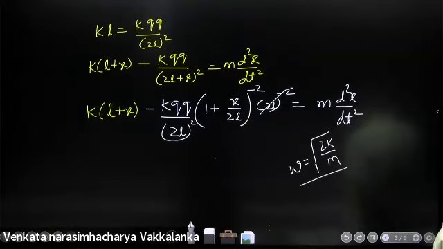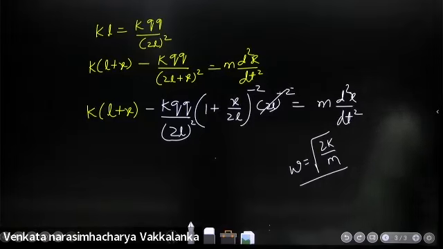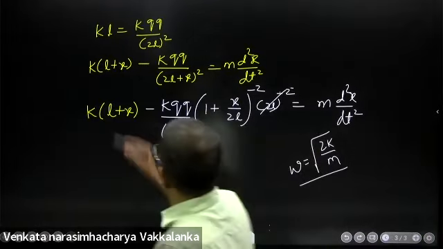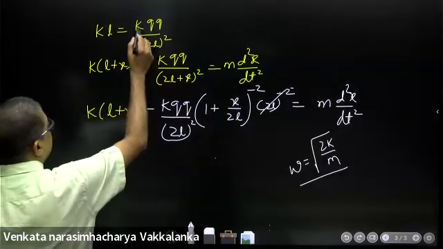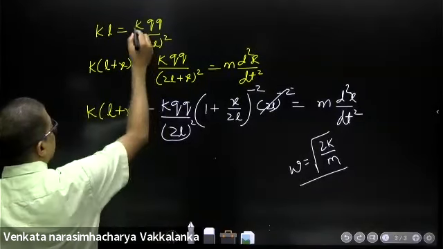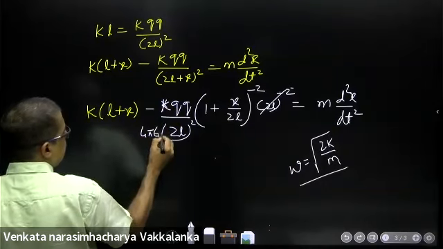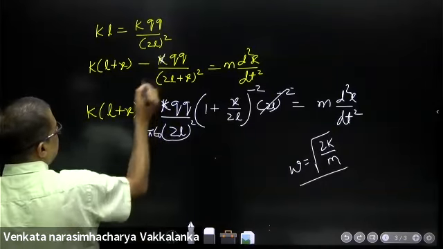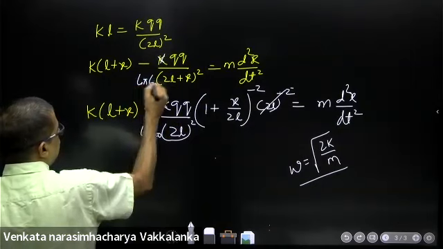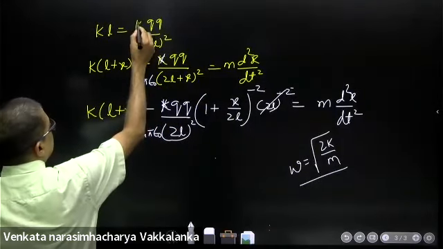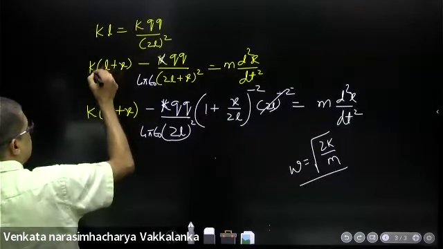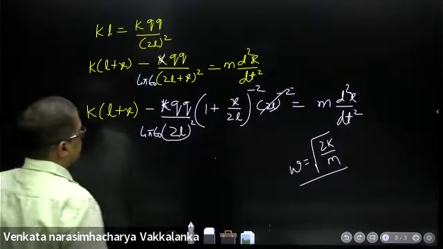Oh no, I used the same symbol. Here k is spring constant. Here k is 9 into 10 to the power 9. To eliminate that confusion, I'll put it as 1 by 4 pi epsilon naught. Don't cancel out this k. Here k is spring constant, and here k is 9 into 10 to the power 9.